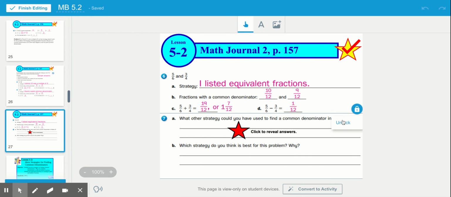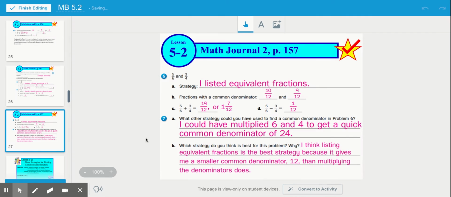Now, number 7 is going to be some sample answers because it's what you're feeling, but the strategy that you could have used would be to multiply 6 and 4 to get a quick common denominator. You could have done that. Now, that wouldn't have been the best one. The best one is listing the equivalent fractions because it gives a smaller common denominator, 12. So even if you had 24, so say that you did 24 as the common denominator, it would have worked, but it's not the best one.